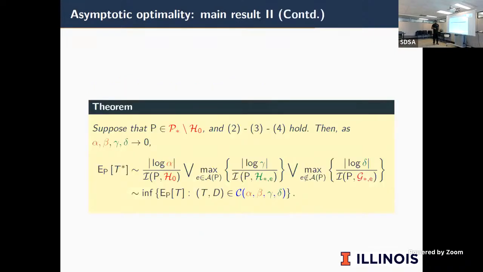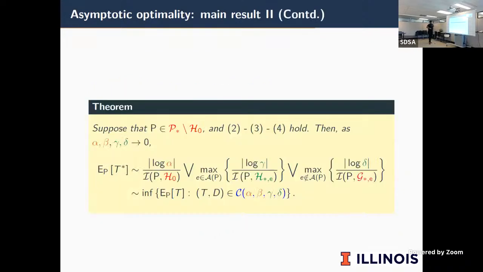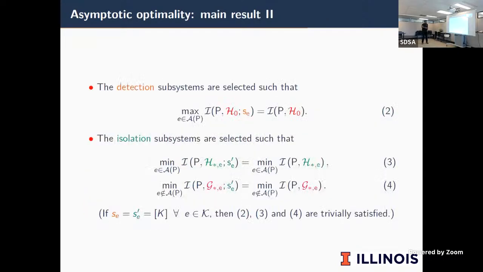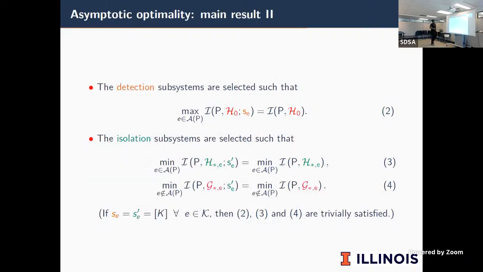That is known by an oracle, by a god. And this is what you want to achieve by choosing our subsystems. If we match our knowledge with the knowledge of an oracle, that's where we achieve this optimality. And we have this takeaway that at least when I choose my detection and isolation subsystem to be the whole set of sources, all sources, then we can match these numbers.